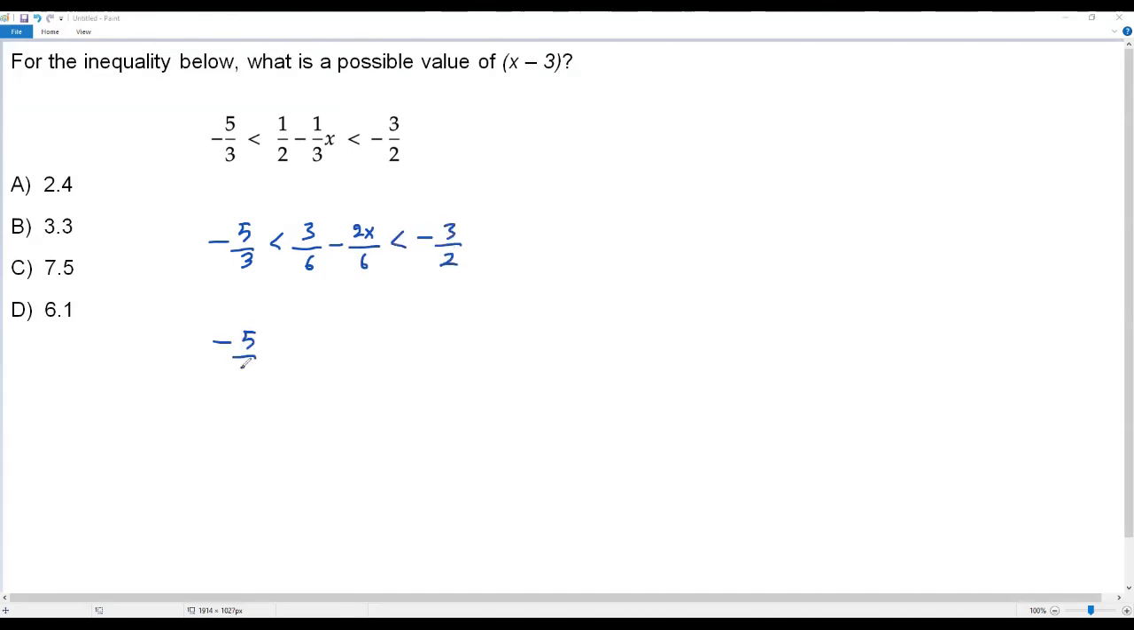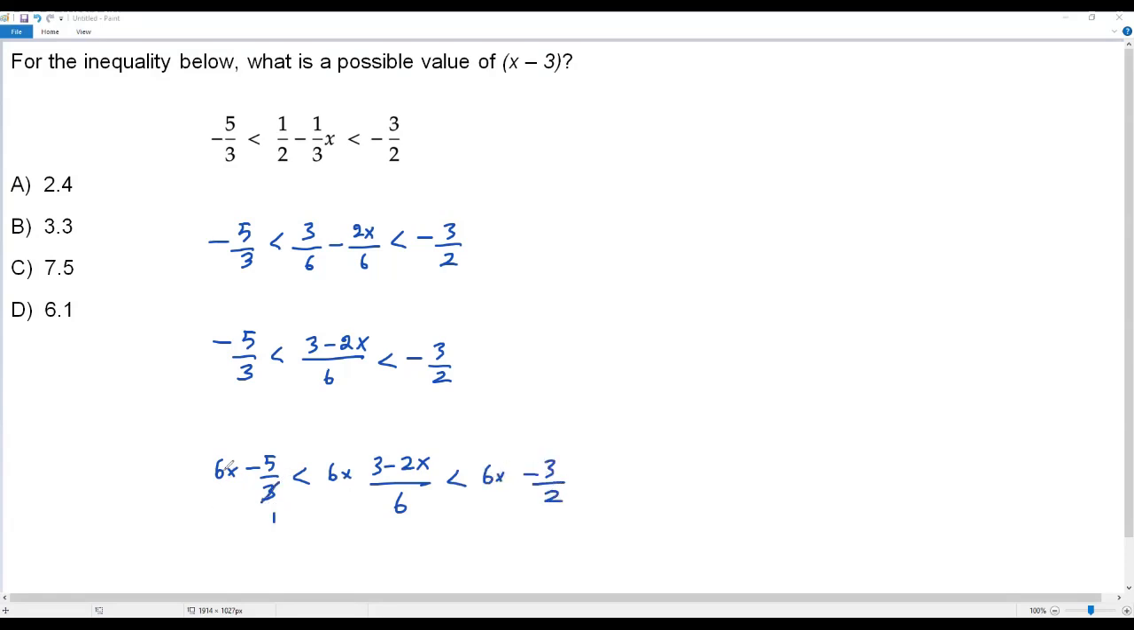Okay, now -5/3 less than. Now we have a common denominator for both the fractions, so we can take the denominator once and subtract the numerators. That is, I'm getting (3 - 2x) over 6, less than -3/2. Now to get rid of the denominator over here, I'm going to multiply all three terms of this inequality by 6. Let me multiply the first term by 6. That is 6 times -5/3 less than 6 times (3 - 2x)/6 less than 6 times -3/2.